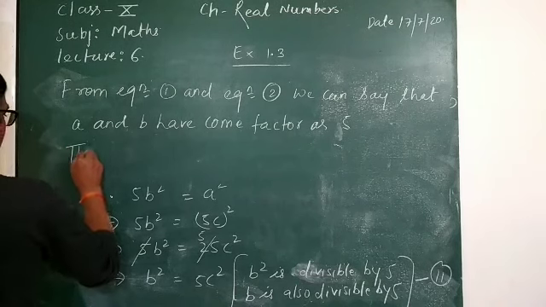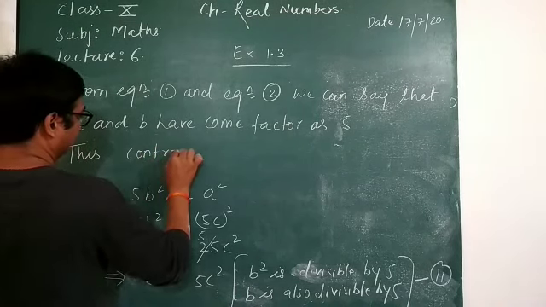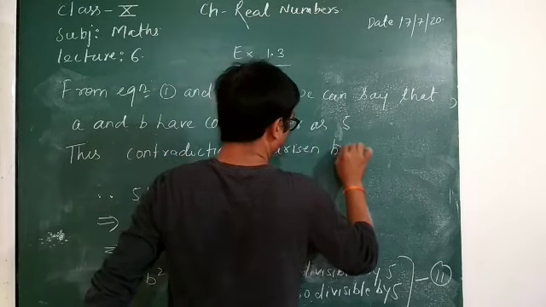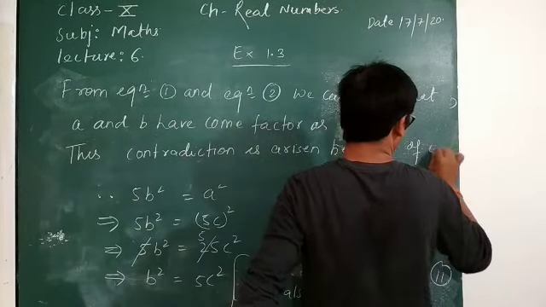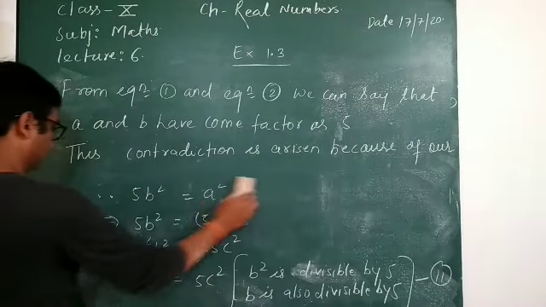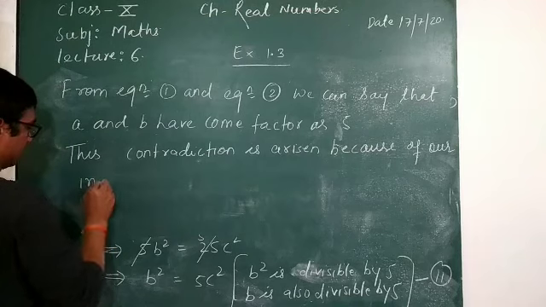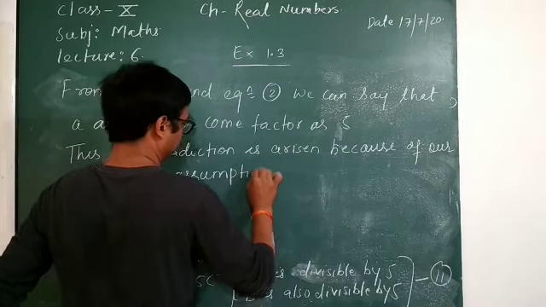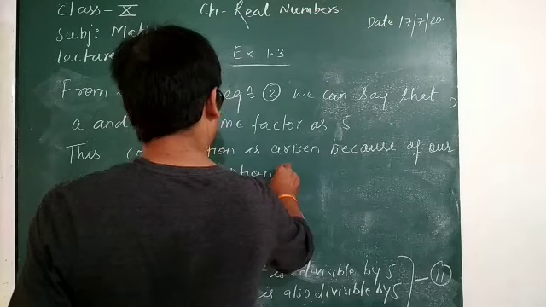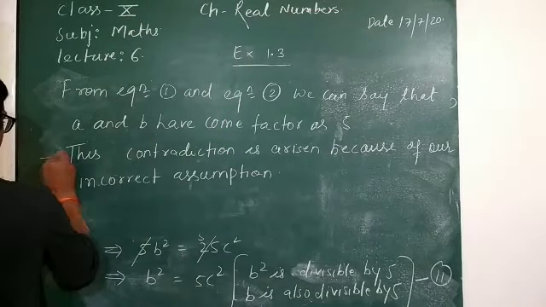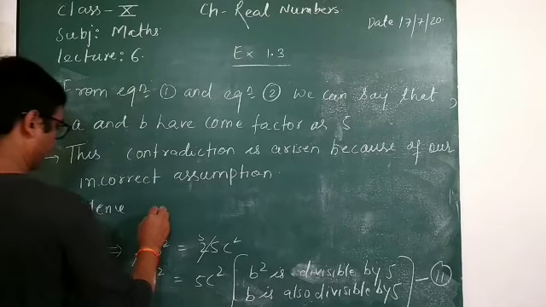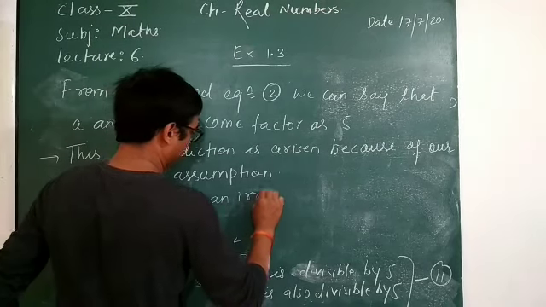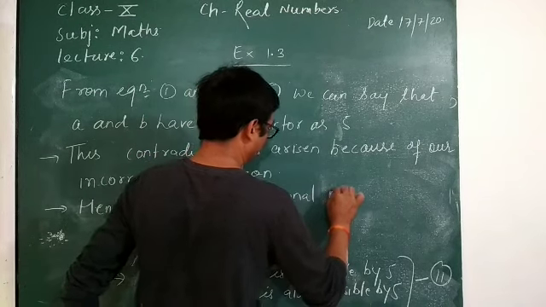So you can write, this contradiction has arisen because of our incorrect assumption. Hence, root 5 is an irrational number.